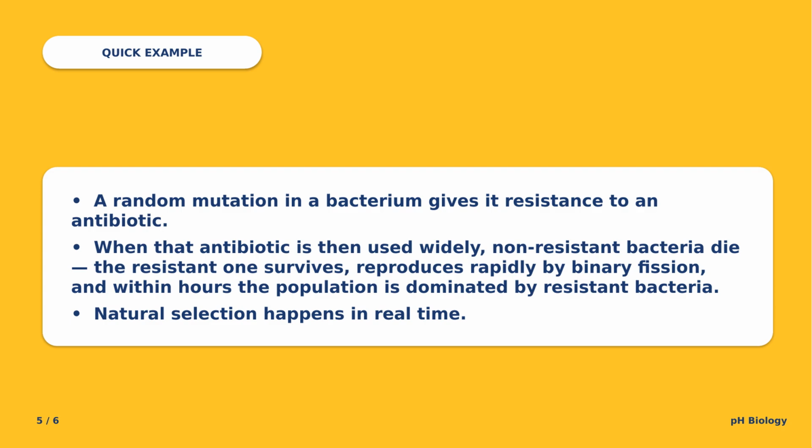Quick example. A random mutation in a bacterium gives it resistance to an antibiotic. When that antibiotic is then used widely, non-resistant bacteria die, and the resistant one survives, reproduces rapidly by binary fission, and within hours the population is dominated by resistant bacteria. Natural selection happens in real time.